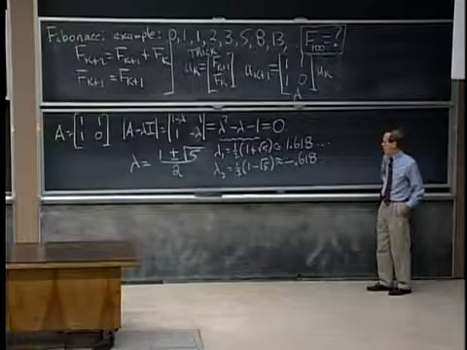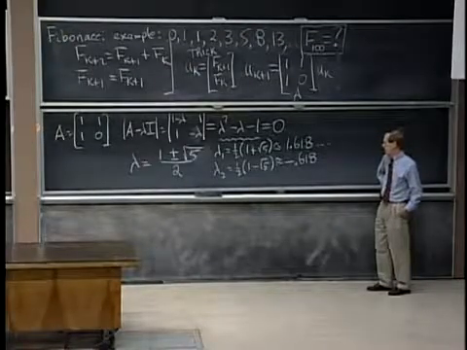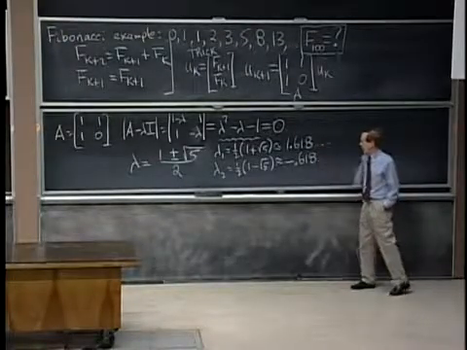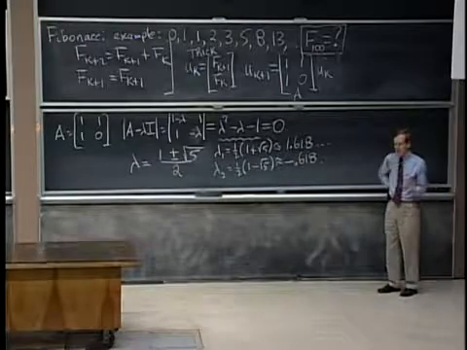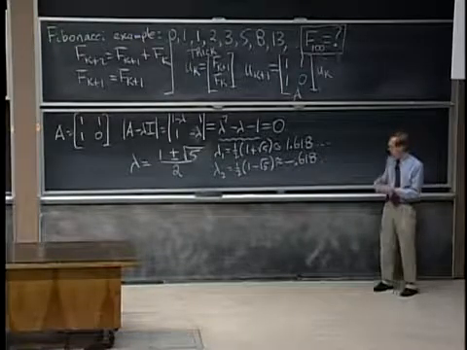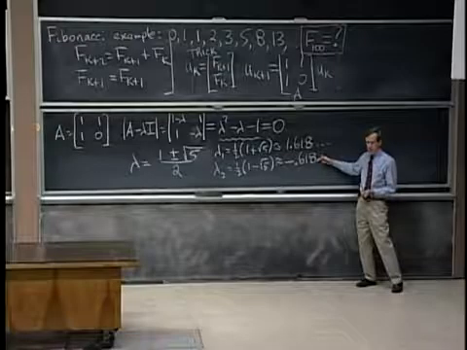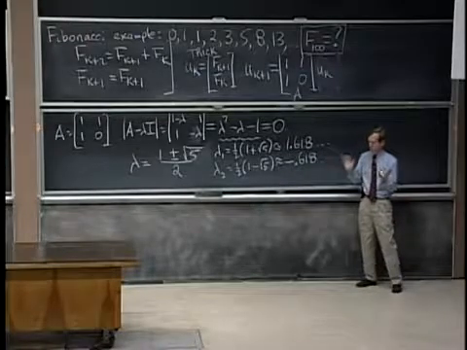Those are the two eigenvalues. One eigenvalue bigger than 1, one eigenvalue smaller than 1. Actually, that's a great situation to be in. Of course, the eigenvalues are different, so there's no doubt whatever.